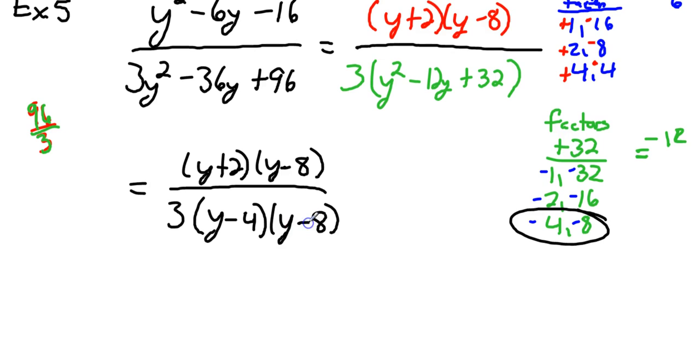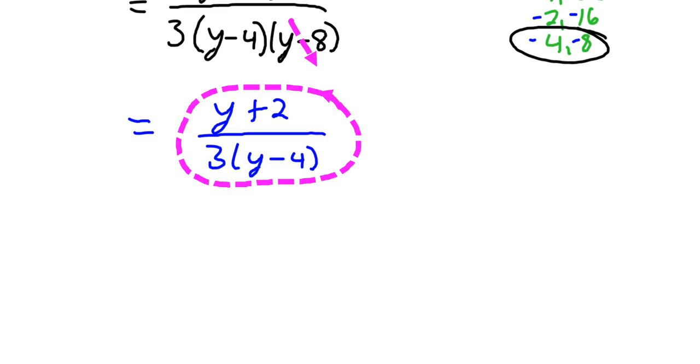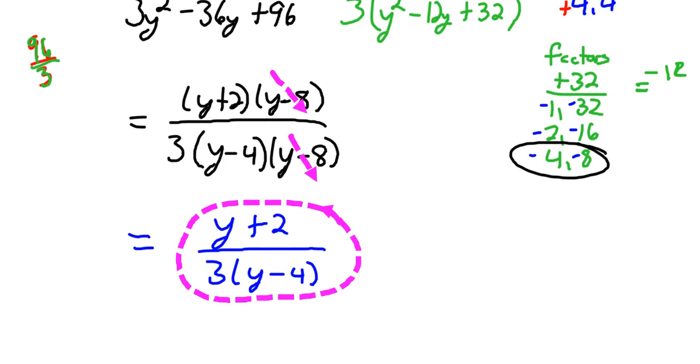And now that you've got it factored out as much as you possibly can, cancel out what you have there. So get rid of the y minus 8s. So final answer would be y plus 2 over 3 times y minus 4. Yeah, so they're going to keep making you come back and just factor more things and factor more things, and just going to keep working through those until you're really, really good at the factoring part.